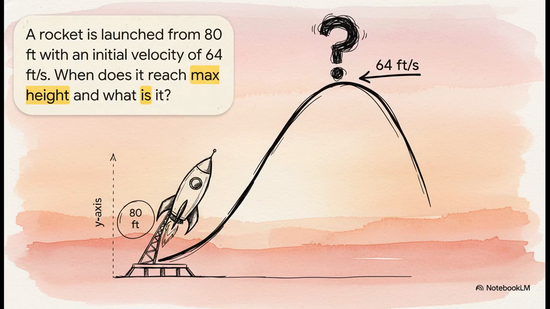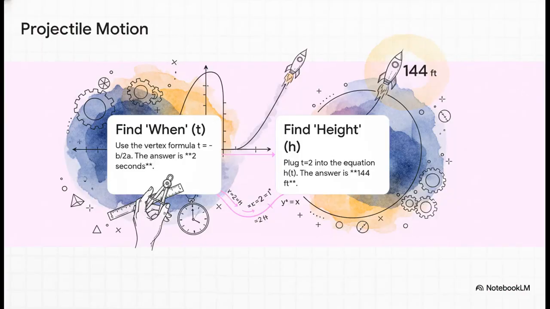So imagine a rocket is shot up from a platform 80 feet high with an initial speed of 64 feet per second. The question is twofold. When does it reach its max height, and what is that max height? And this is where our dictionary is a lifesaver. The phrase max height immediately tells us, find the vertex.